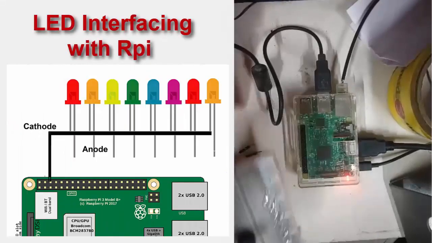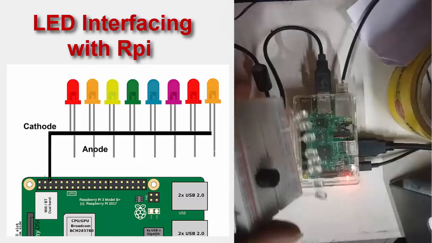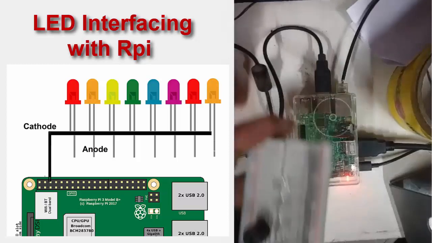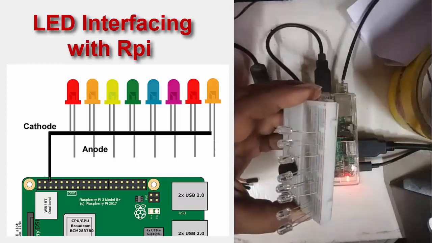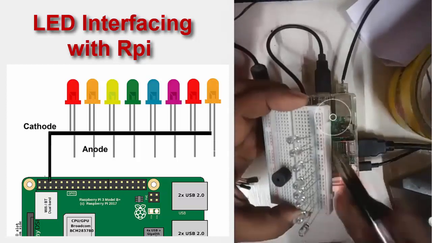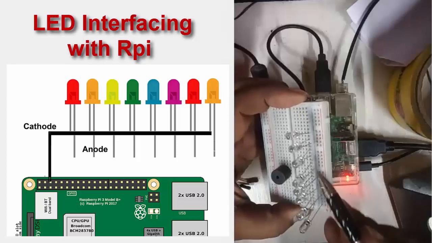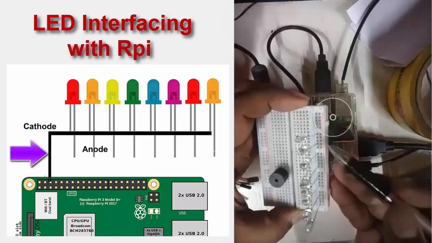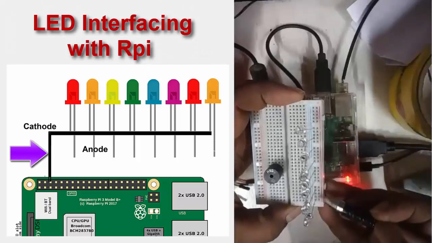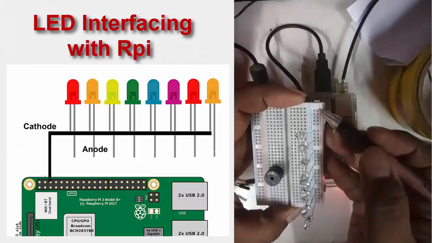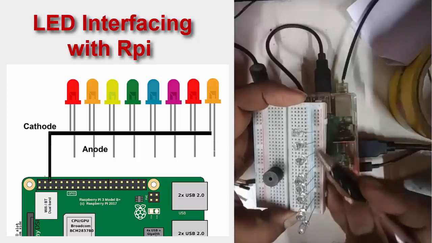These are 8 LEDs I've taken here. Now I just like to show you something before I start. If you see properly, all these LED pins are cathode pins of the LEDs. They are connected to the common. This particular line is common line. So I have connected all the cathodes together.